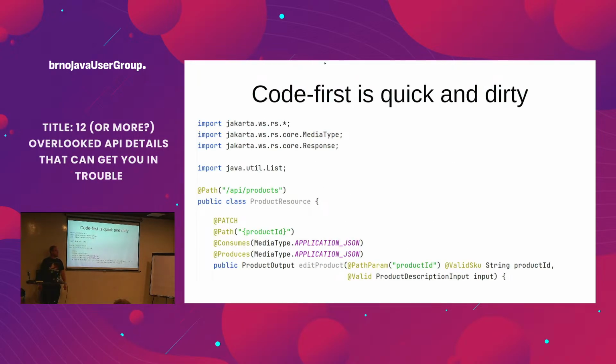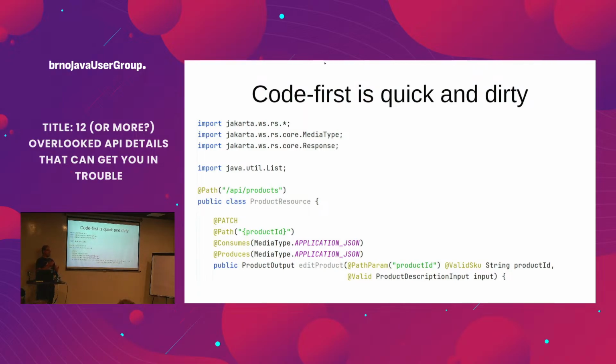Now we are going to create some API. We have two basic options. We can be code first or specification first. Code first means we implement something in some implementation language, and then we document what we expose so that our clients know what they can do with that.